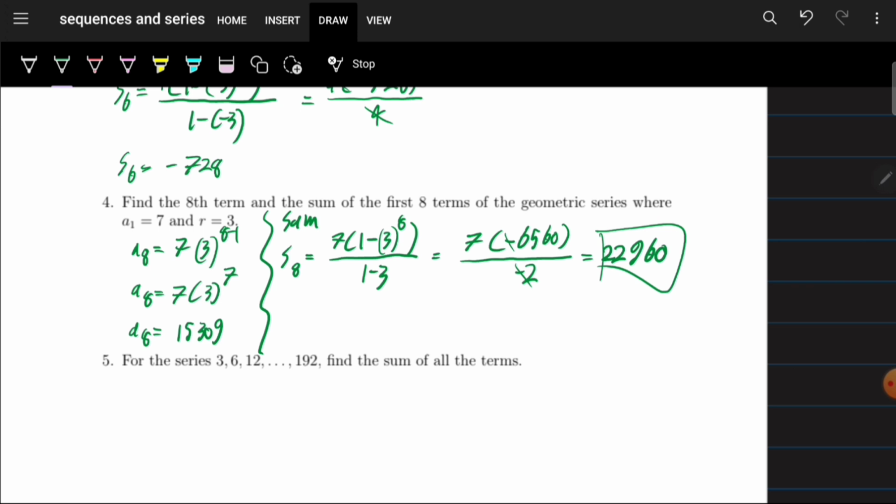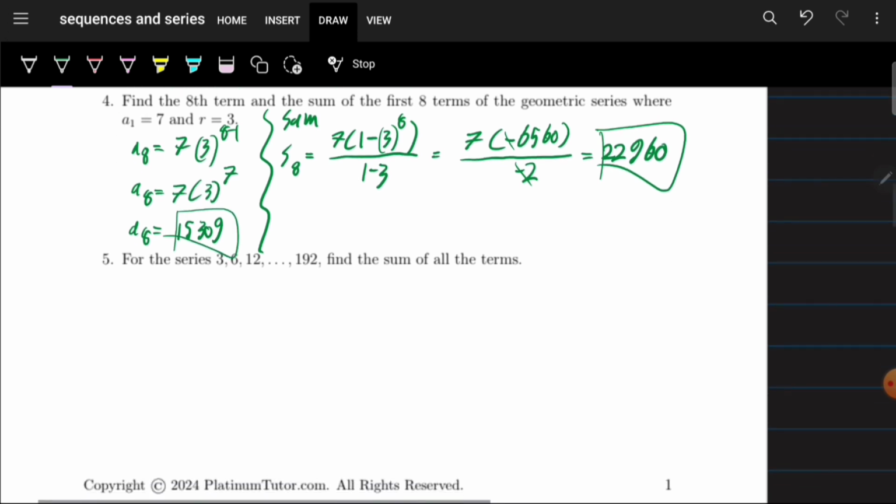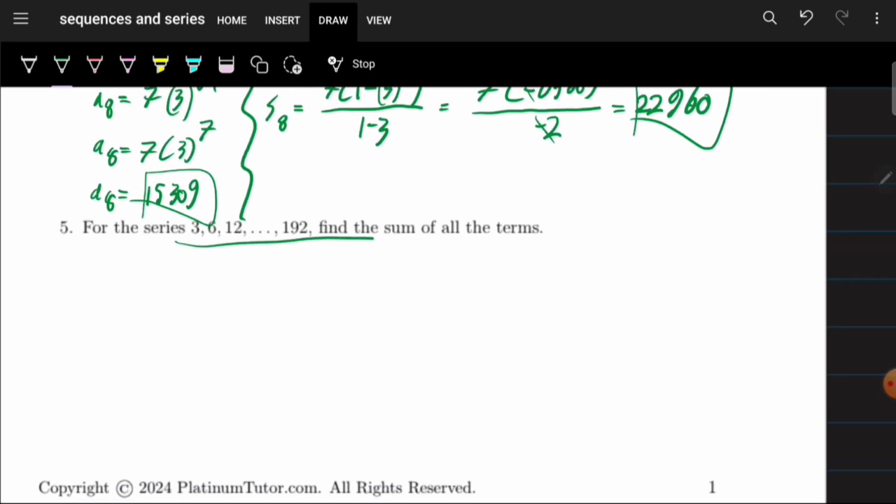Okay, so that's our sum. That's our 8th term. Let's go on to the next problem. It says for this series, find the sum of all the terms. And by all the terms, it means up to 192. Okay, so we want the sum of the first how many terms?